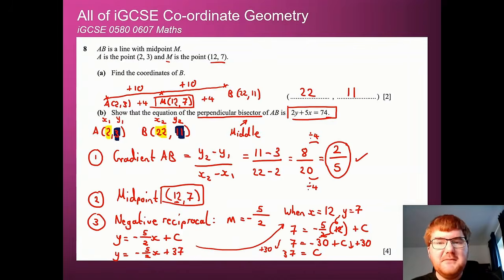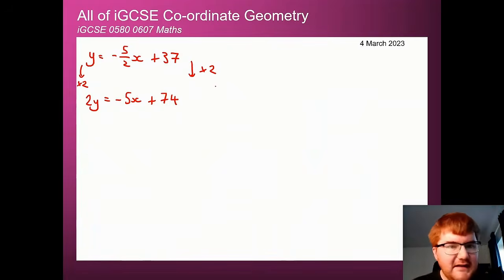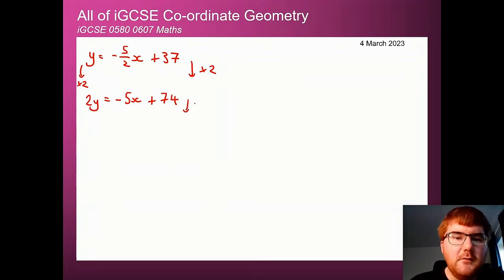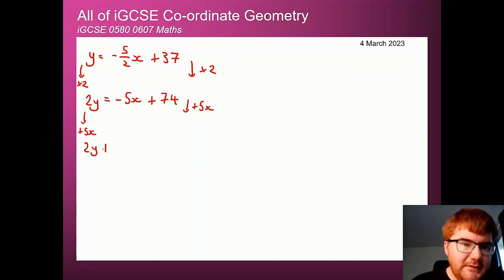And suddenly we get something very, very similar to the box, but we just need to do one tiny thing here, which is bring the x over to the other side. So what's the opposite of minus 5x? Well, plus 5x on both sides. That's going to give us 2y plus 5x is equal to, well, that cancels.